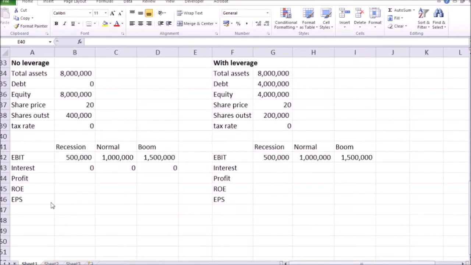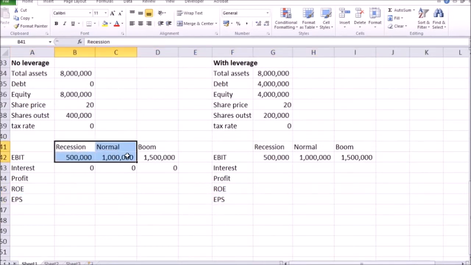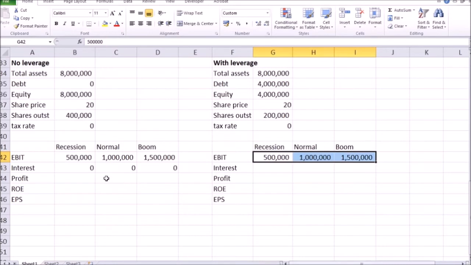So in this example, let's see what happens to the profitability from investing into the company. Let's have a look at the return on equity and the earnings per share to the company's shareholders. What happens to their return on investment as two companies basically face the same situation, either a recession or normal economic growth or a boom, in which case they make similar earnings before interest and tax: $500,000 in case of a recession, 1 million in case of a normal economic growth, and 1.5 million in case of a boom.